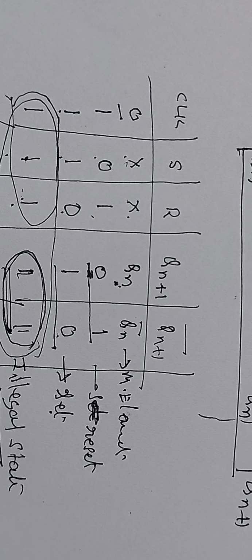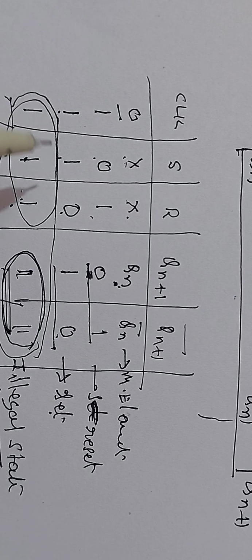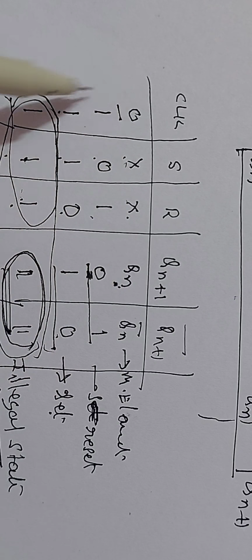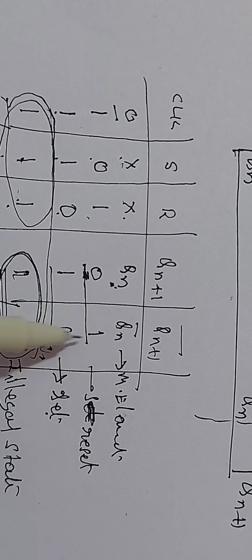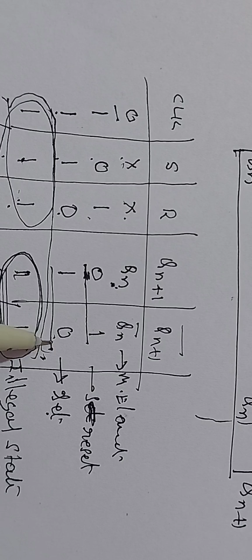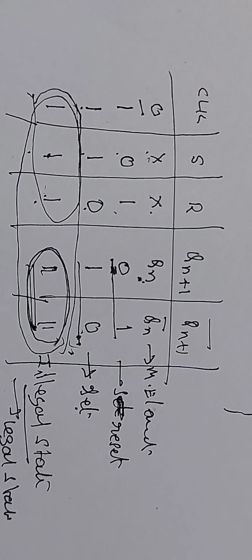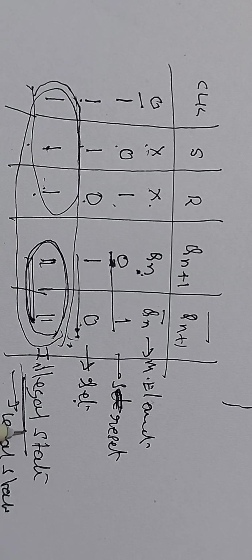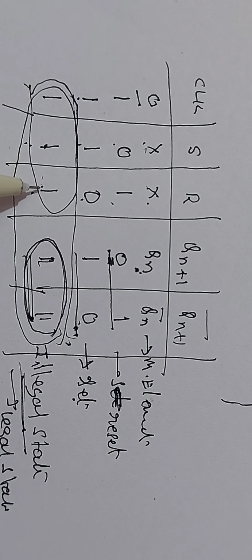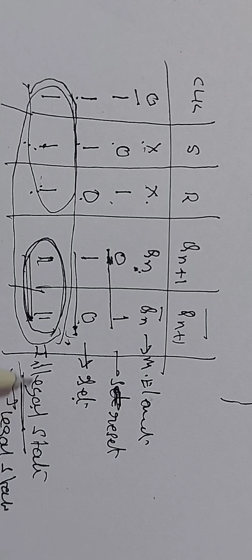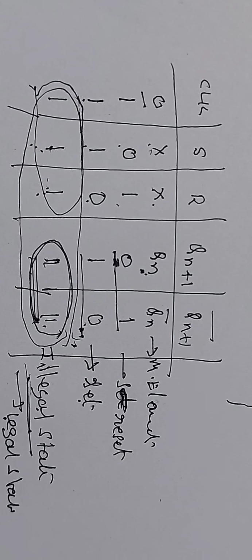So in JK flip-flop, these three conditions are not used. For these three conditions, we use clocked SR flip-flop. JK flip-flop is specially constructed to remove the illegal state. That is, when input S is 1 and input R is 1, you get the illegal state. To change that illegal state into a legal state, we are constructing JK flip-flop.